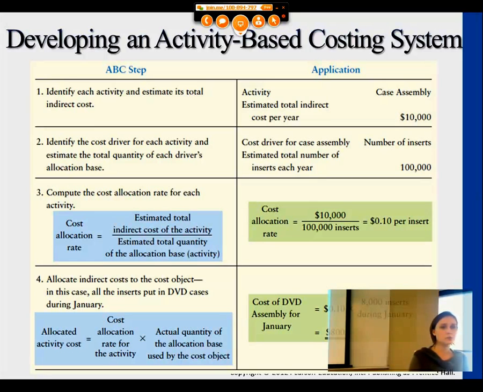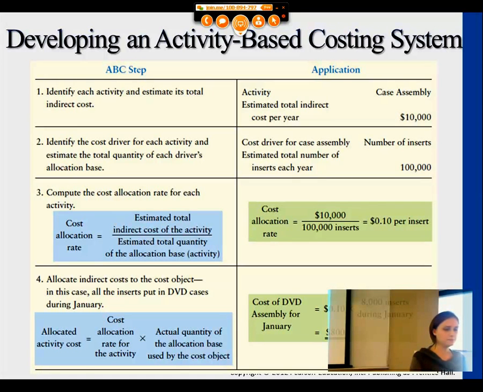So first we want to identify what is an activity that I'm going to be basing my costs on. And it's usually made plant-wide, okay? So your accountants and your managements are going to sit down and say, this is our process, and this is where it's important for us to understand what are the costs we're accumulating here, okay? So that's going to be step one.